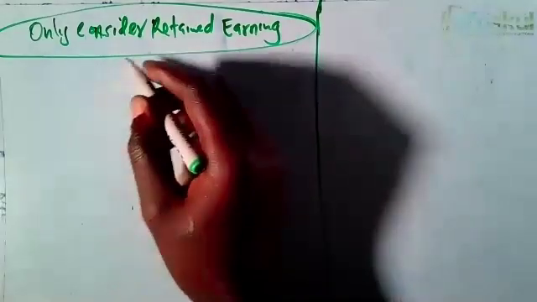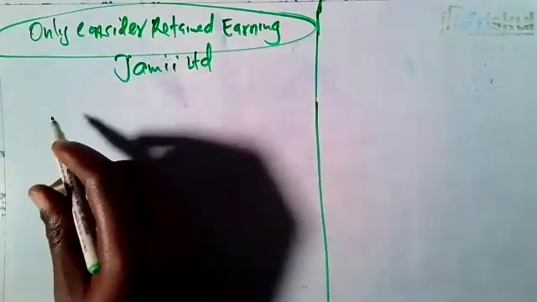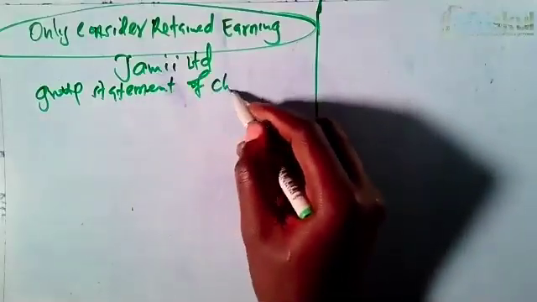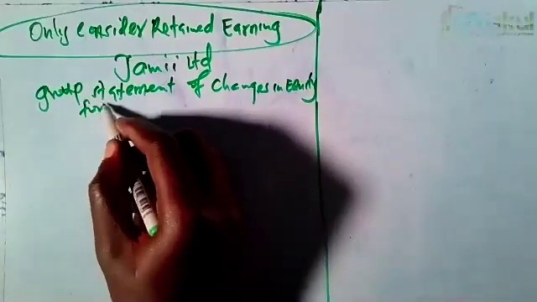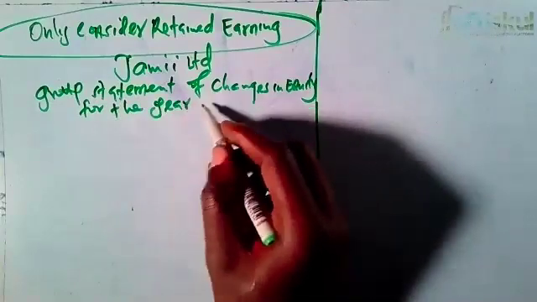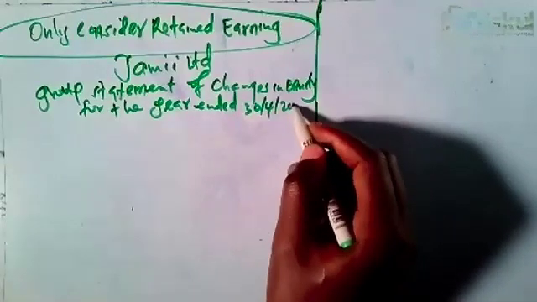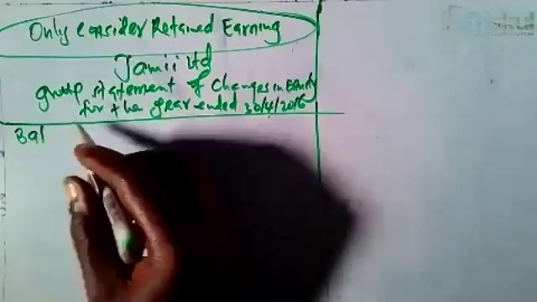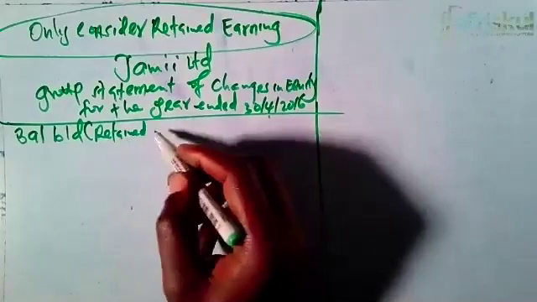So in that scenario, now we write the heading, that is Jamii. Group statement of changes in equity for the year ended 30th April 2016. So we start from balance brought down as per the statement. So retained earnings, balance brought down.